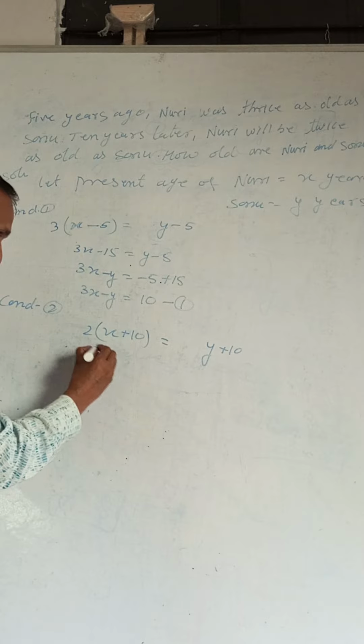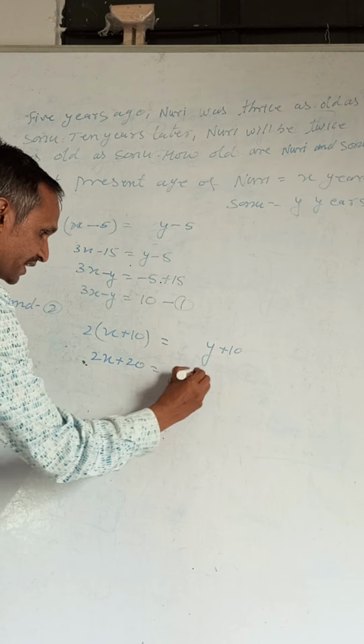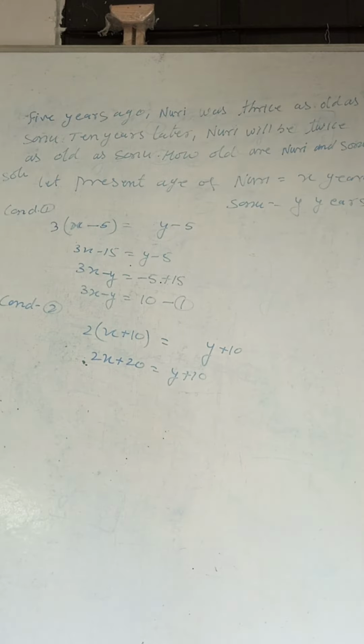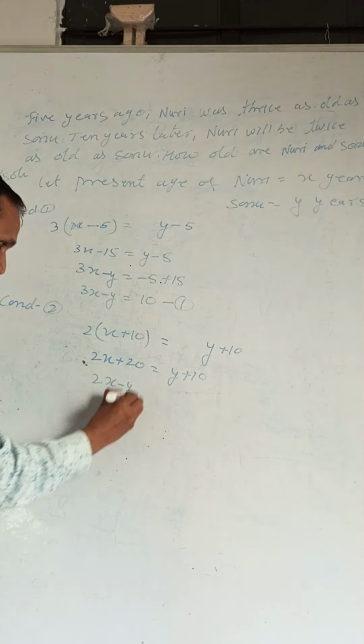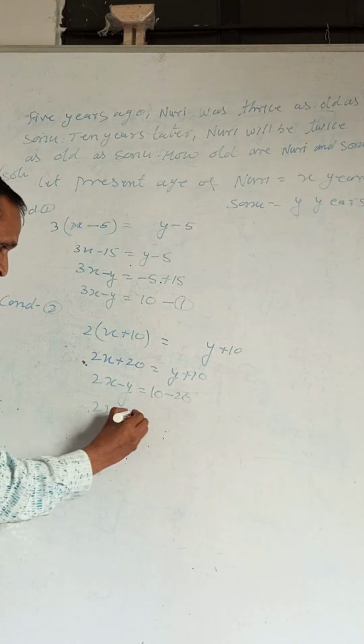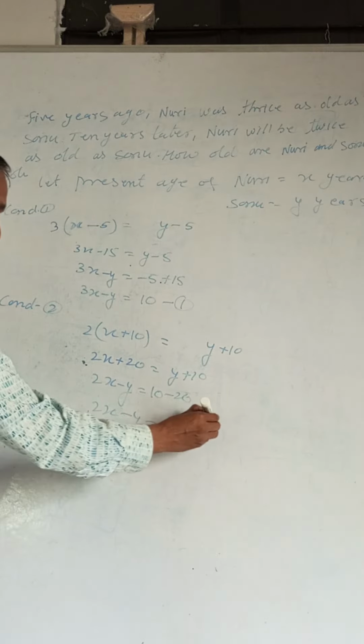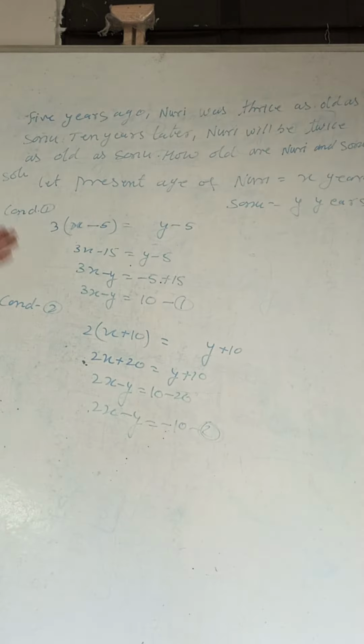So I can write it like this. We can write 2x plus 20 is equal to y plus 10. Now by transposing, 2x minus y is equal to 10 minus 20. We can write it like this: 2x minus y is equal to minus 10. Here we got equation number 2. Equation number 2 we got. Now solving these equations.